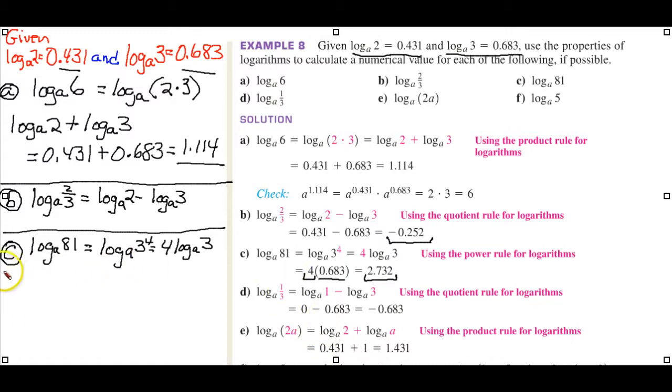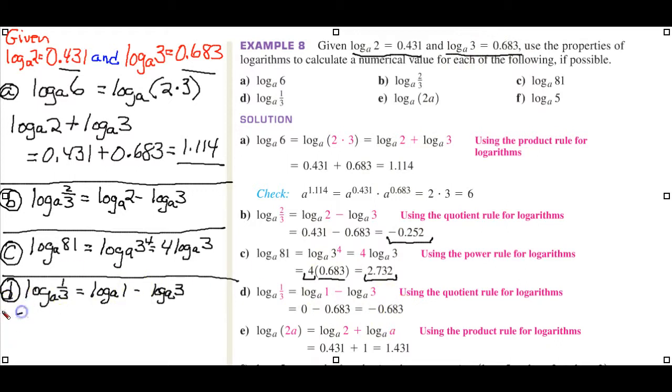All right, letter D. So we have the log base A of 1/3. Well, we can modify that by putting the 1 up here and minus our denominator. But what did we say the log of 1 was? A 0. Remember, anything to the 0 power is 1, so the log of 1 is 0. So 0 now minus what we have for a 3 up here is this.